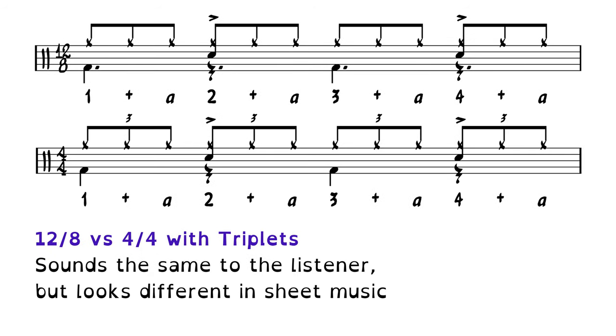In my experience, I've seen sheet music which uses 4-4 and triplet subdivision, and the same song with a different arranger using compound time signatures. At the end of the day, it all sounds the same to the listener, so the experience for the listener doesn't change. It's just how the composer chooses to express it in the sheet music.